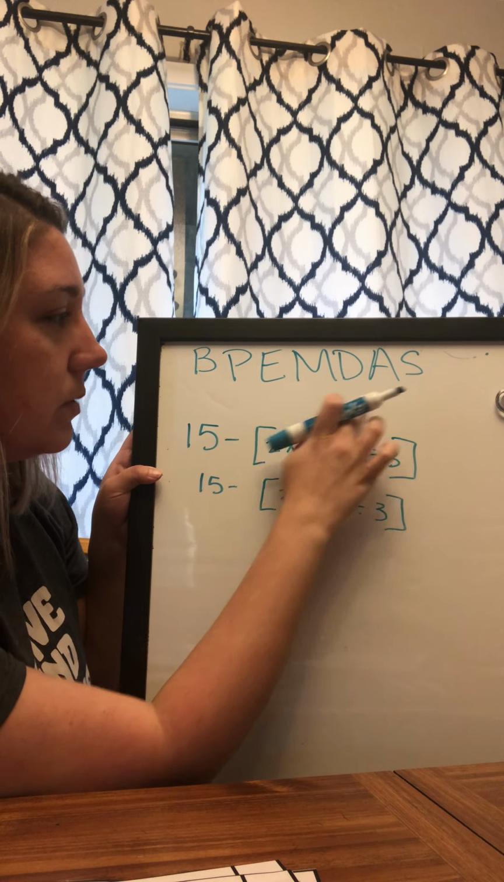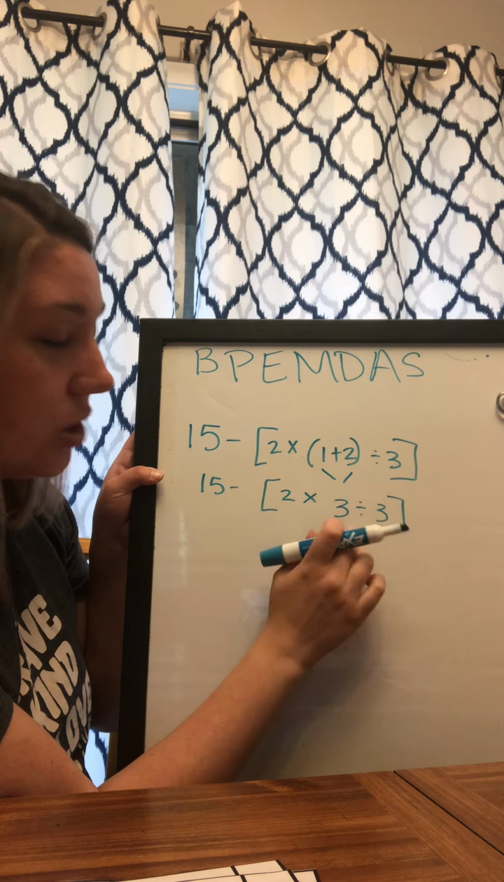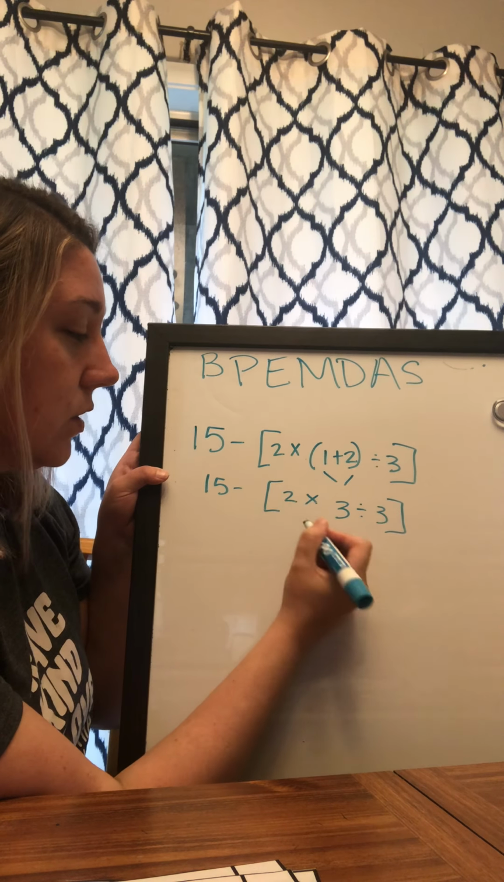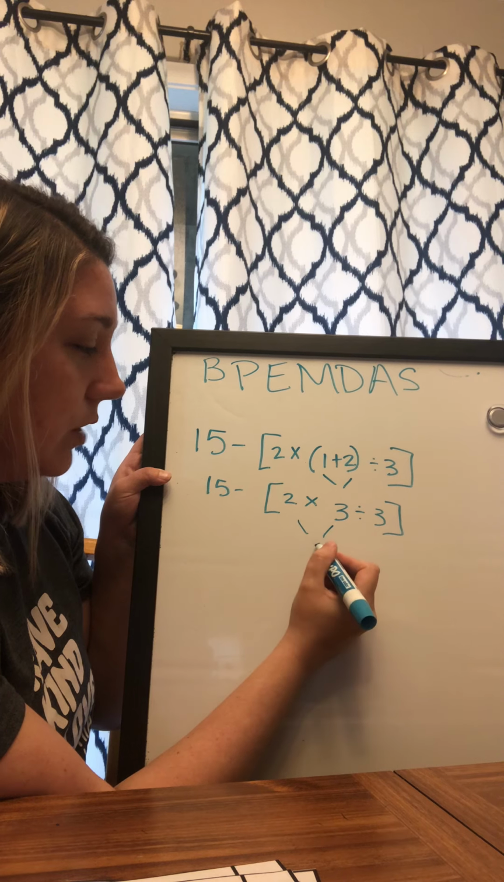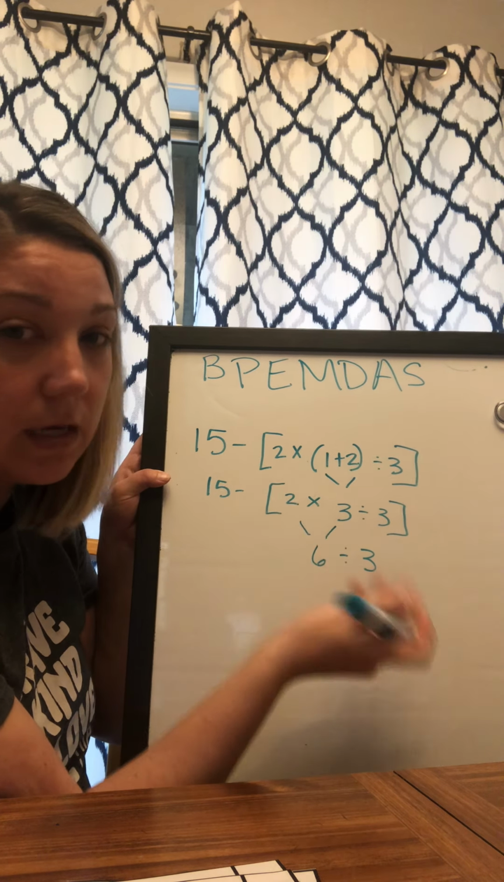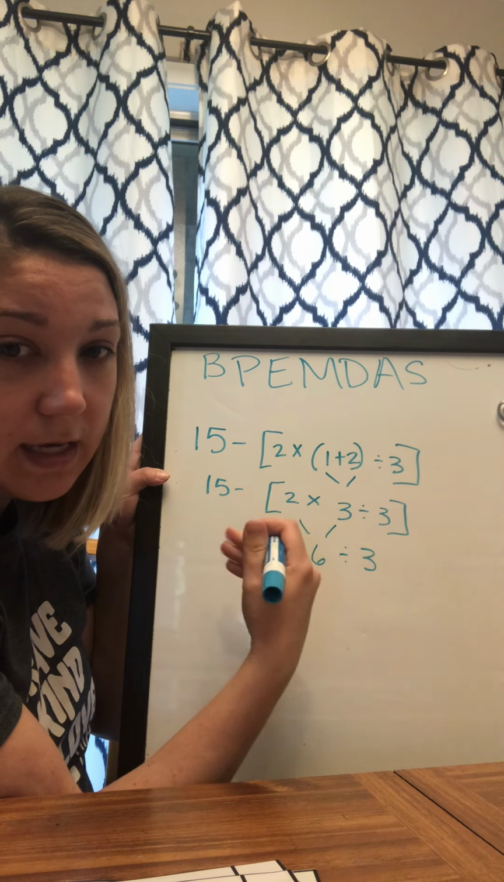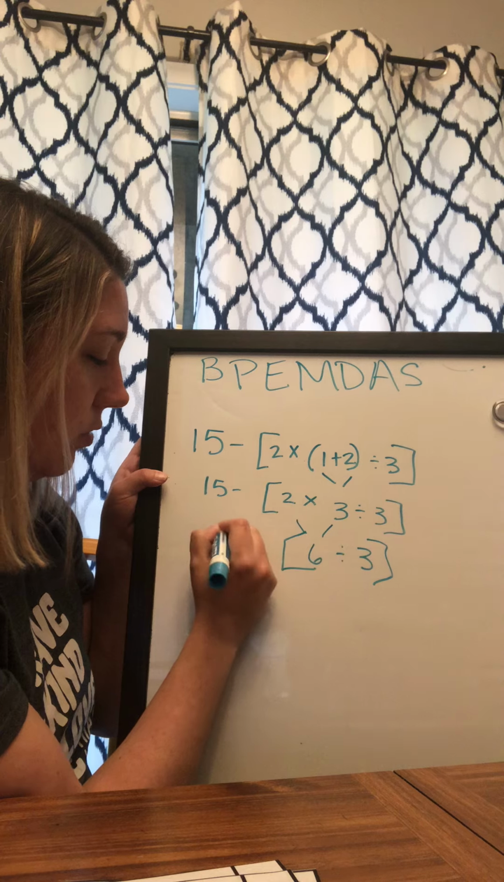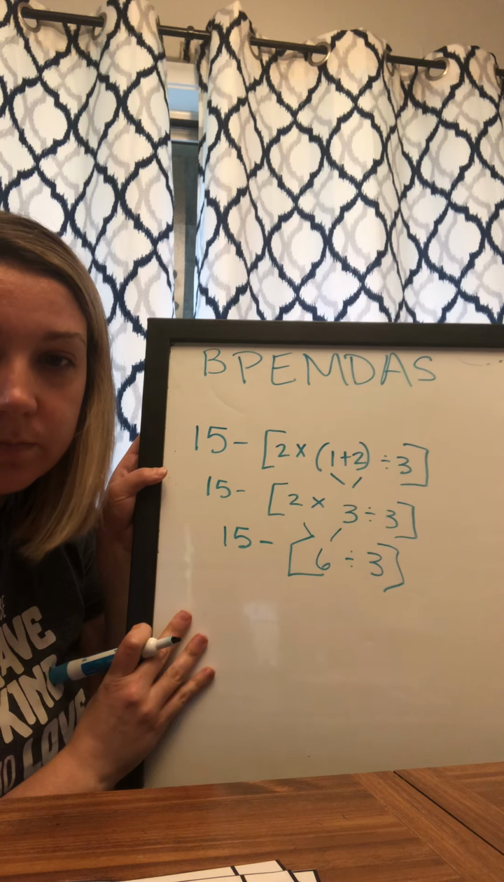Now we're going to look at multiplication and division. You have multiplication and division inside these brackets. We're going to go from left to right to solve. So 2 times 3 is 6. Bring down the rest of our problem. Can I get rid of my brackets? No, I can't, because I still have an operation in there. And I'm going to rewrite my whole equation again.